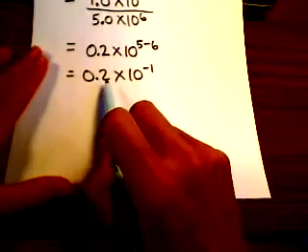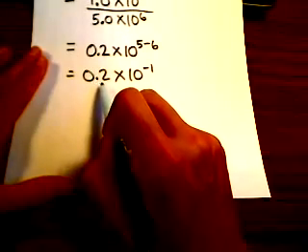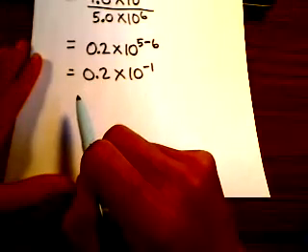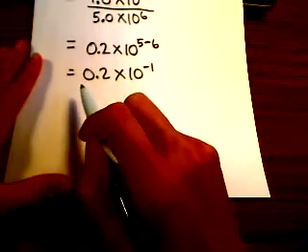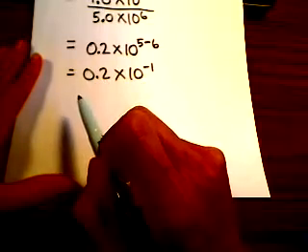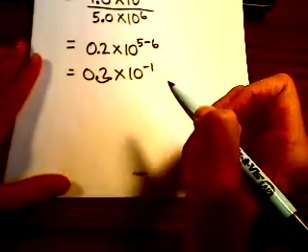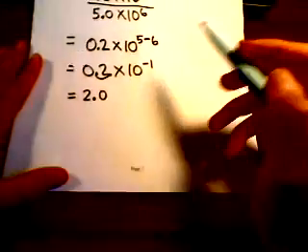Now, this number is not in scientific notation because scientific notation says that your leading number here is always between 1 and 10. It can be equal to 1, but it can't be equal to 10, so it has to be less than 10. So this is not greater than 1. So what I'm going to do is take this decimal point and move it one place to the right, and that would give me 2.0.